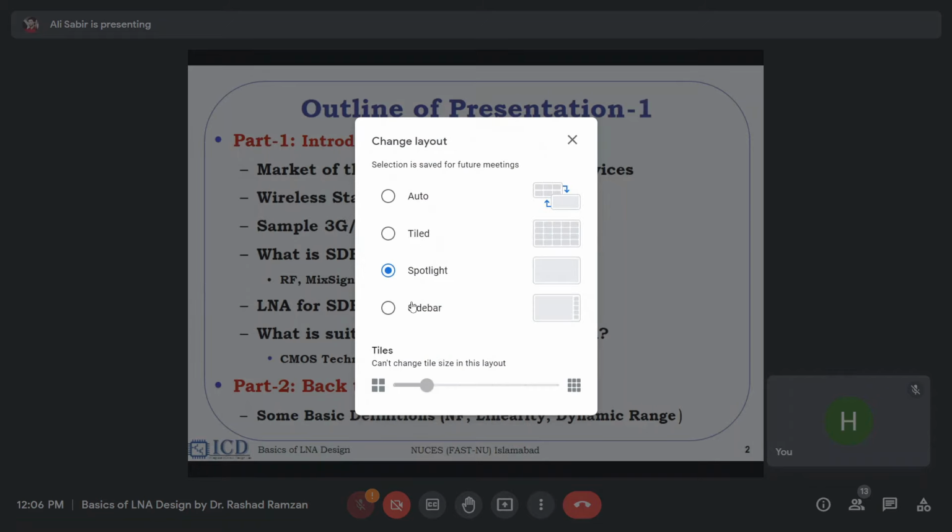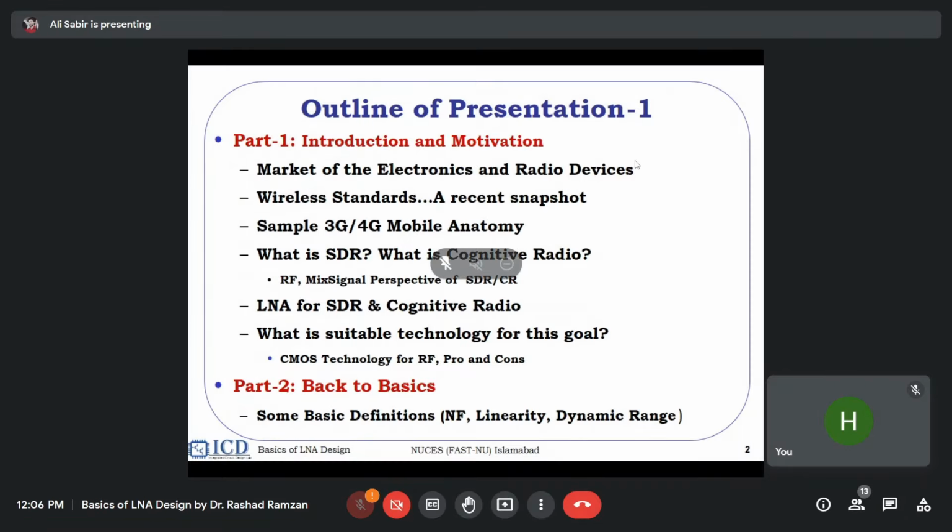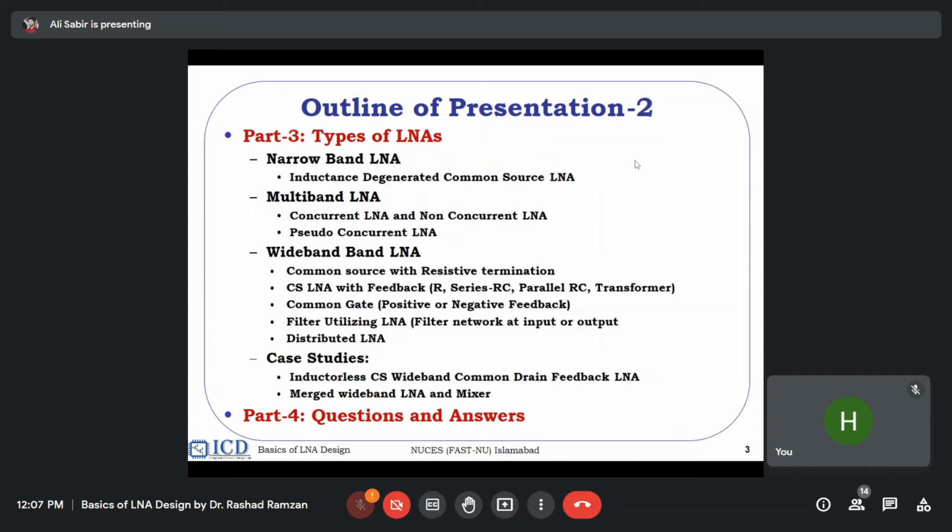So in the first part, we will talk about the introduction and motivation. We will talk about the market of the radio devices. We will talk about the wireless standards, then 3G, 4G mobile, recently what type of mobile phone we are using, and then the 5G standard which is coming up. Then we will talk about the requirements of the LNA for software-defined radio and cognitive radio, which is actually a 5G standard. In part two, we will go to the basics, some basic definitions of noise figure, linearity, and dynamic range.